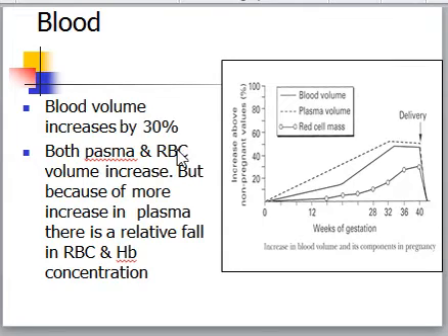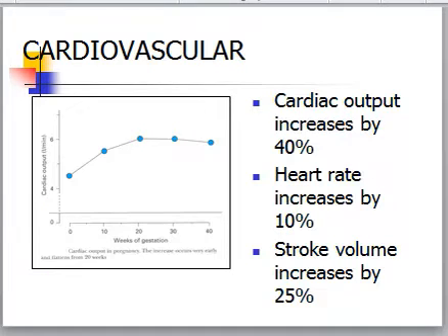Both the plasma and RBC volume will increase, but because of a greater increase in plasma, there is a relative fall in the RBC and hemoglobin concentrations. These are the hematological changes. Followed by that, we are going to see the cardiovascular changes.